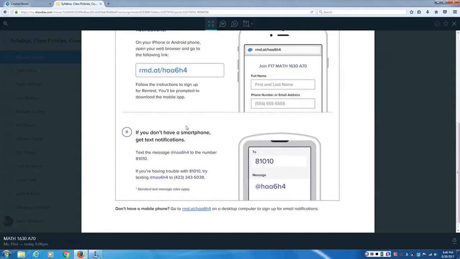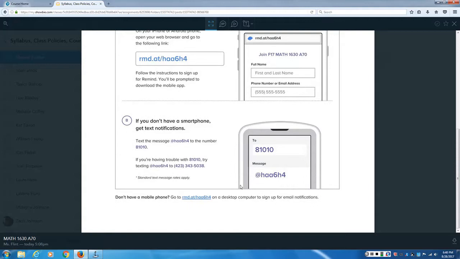Now, if you don't have a smartphone, you can do the same thing. All you have to do is text on any phone, text @HAA 6H4 to the number 81010. You just send a text to 81010, and the message is the @HAA 6H4.